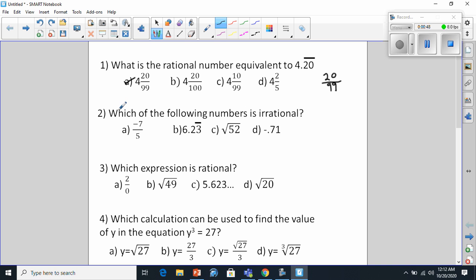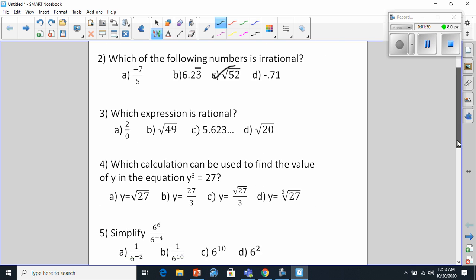So let's go to number 2. Which of the following numbers is irrational? Irrational means, let's see, a number that either has 0 for a denominator. This one has 5, so that seems like a rational number. Or a decimal that does not repeat or terminate. This one does terminate. This one repeats. And then any root number that you can't take a number and multiply to itself to equal. And I don't know any number that multiplies to itself that will equal 52. So C seems the right answer.